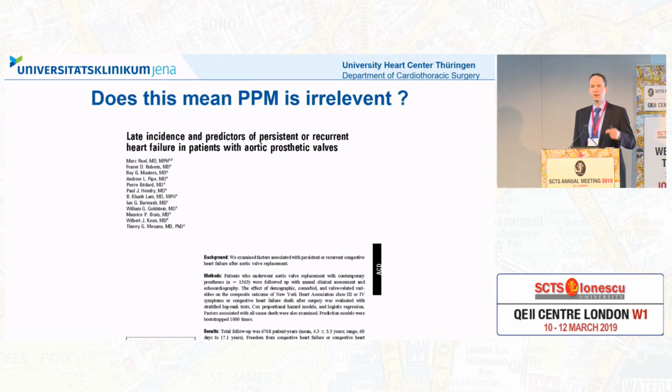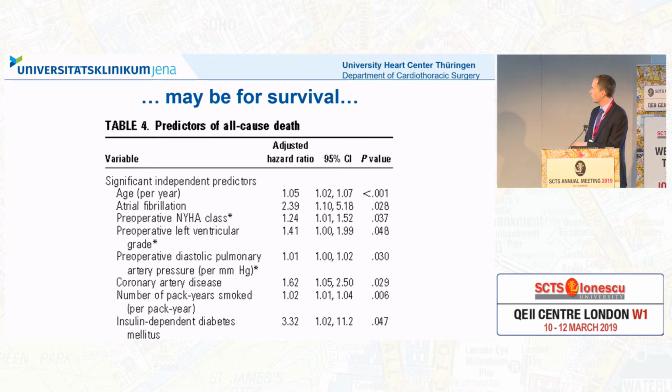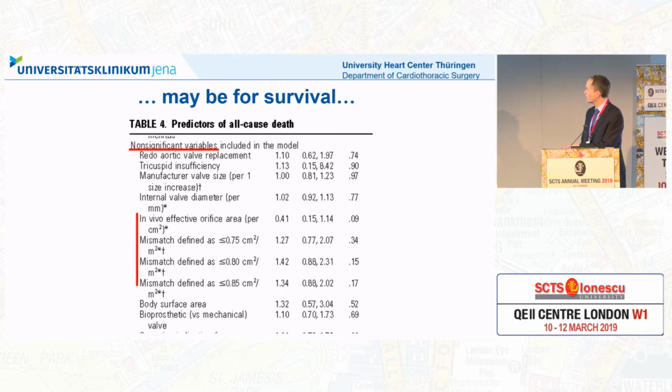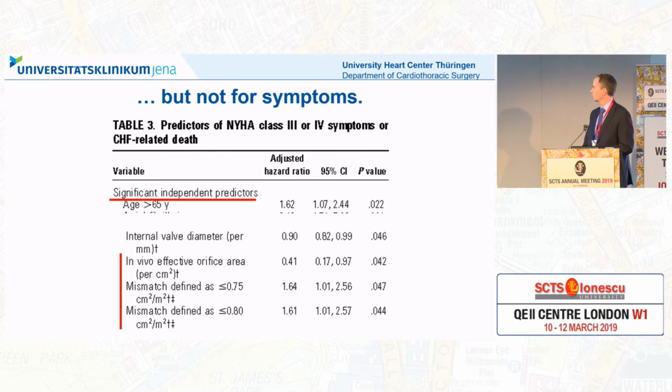So does that mean that PPM is irrelevant? Now this is a paper from Mark Ruel. It's a few years old, and he looked at predictors of all-cause death, significant independent predictors. There's no PPM. You can't find it. You find it in the non-significant variables here. It is not significant, mismatch. So it's not important for survival.